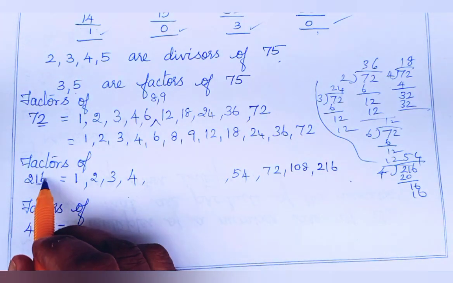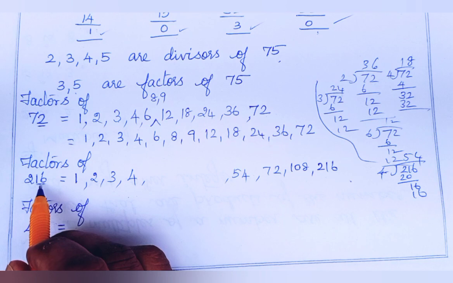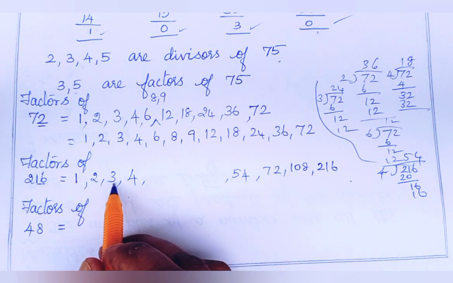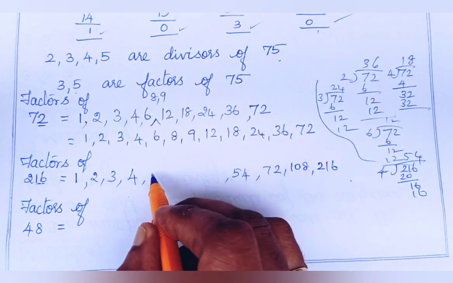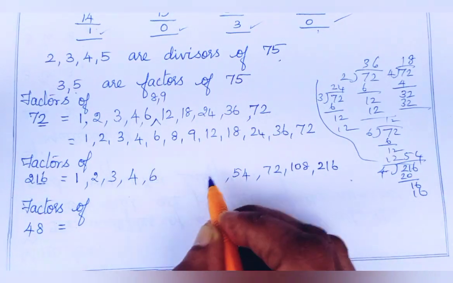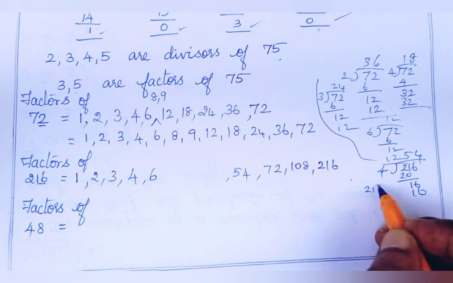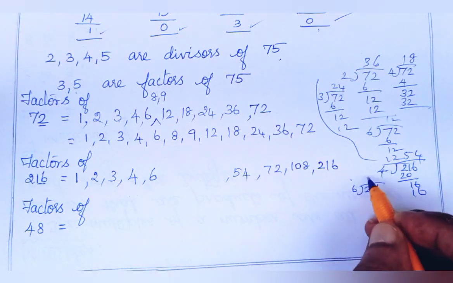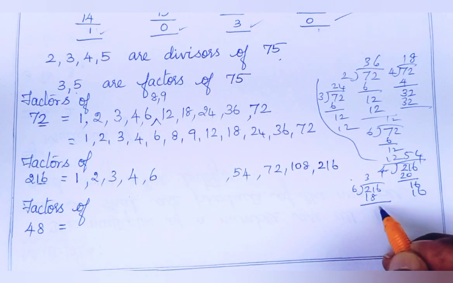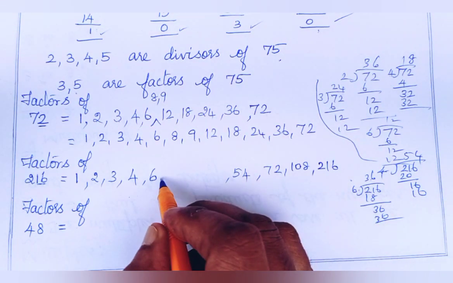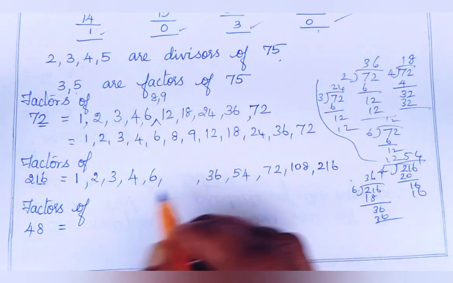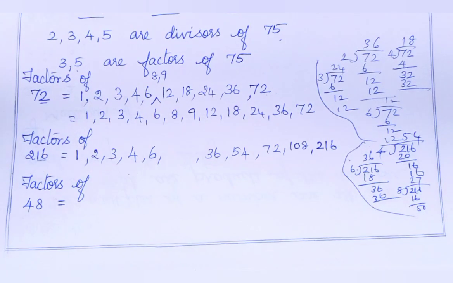Coming to the next number 5, the unit place is not 5 or 0, so it is not divisible by 5. Moving to 6, it is divisible by both 2 and 3, so definitely it will be divisible by 6. 216 divided by 6: 6 3s are 18, and the remainder will be 3. So 6 6s are 36, and 6 times 36 is 216.